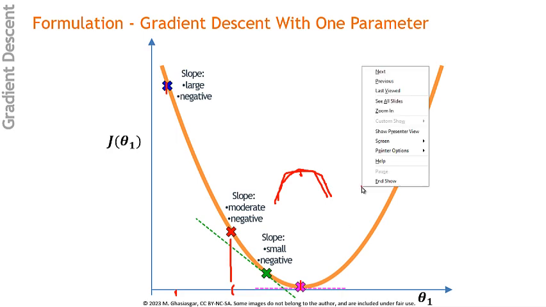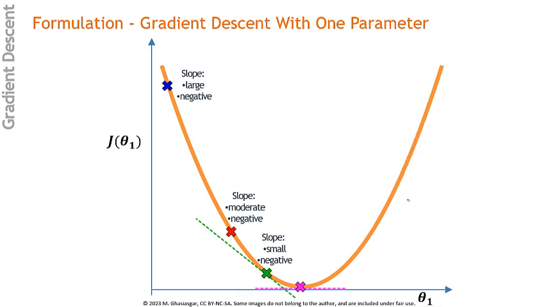Now, all of this depended upon the starting point. And there's nothing magic about the starting point. I could start anywhere. Suppose, for instance, instead I had started on the other side. In this case, I have a slope that's large and positive. Now, positive slope indicates that I want to move in a negative theta 1 direction. I want to decrease theta 1.